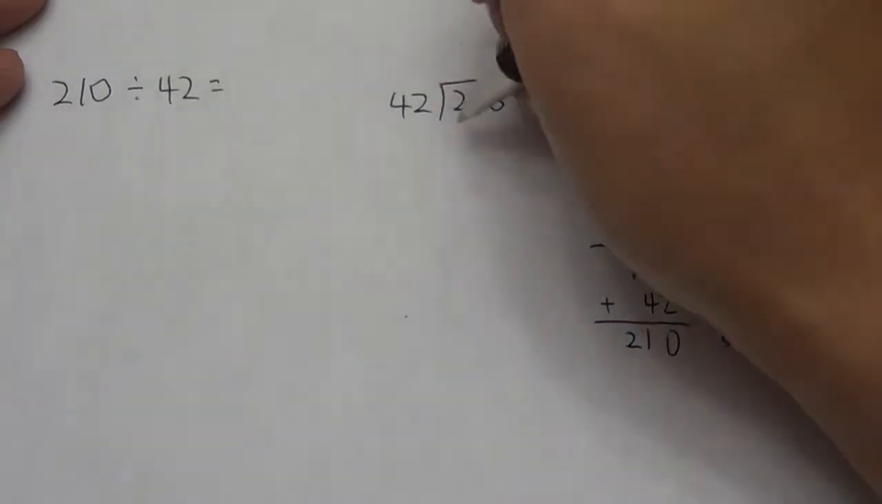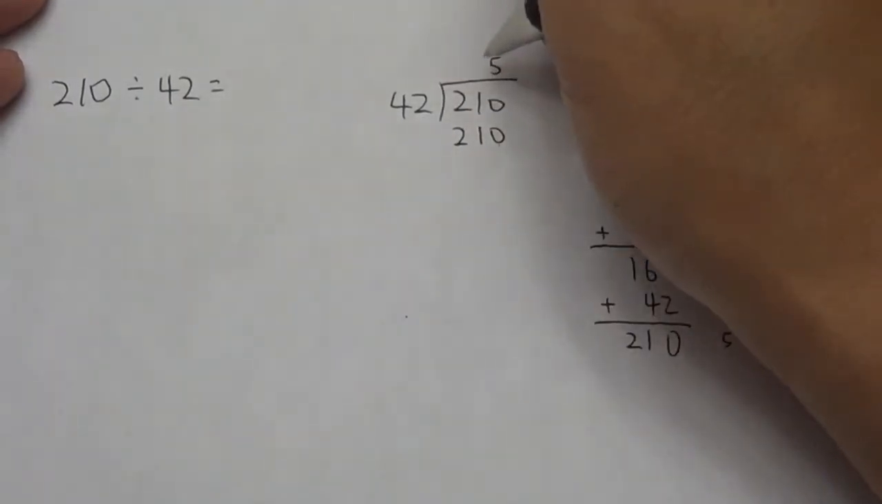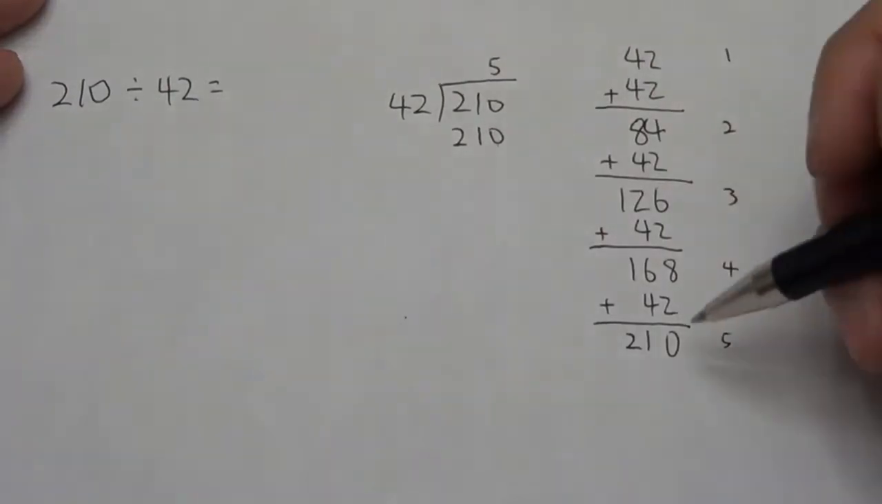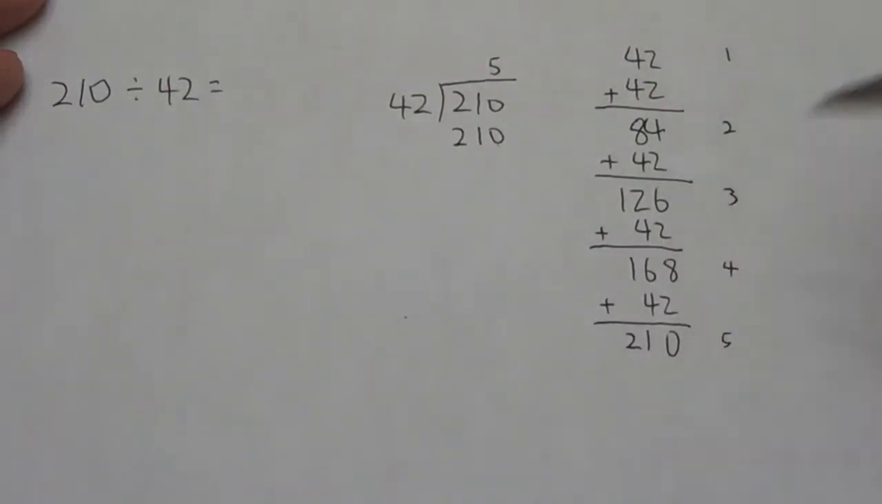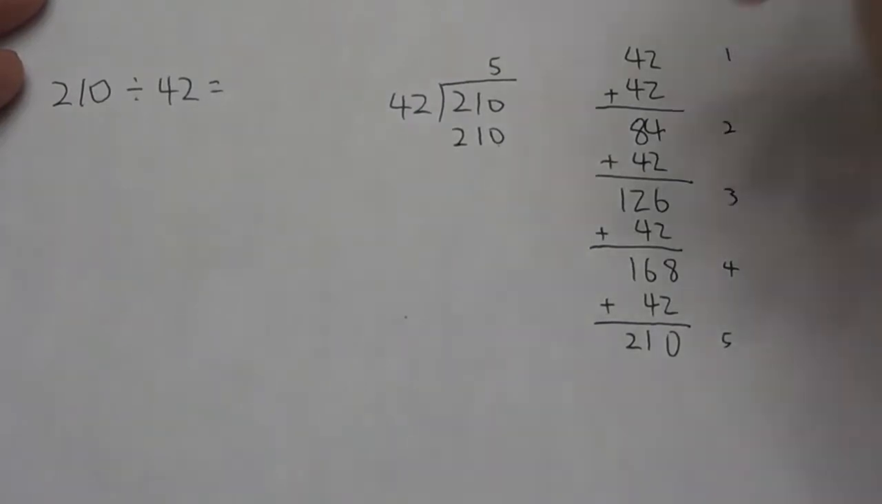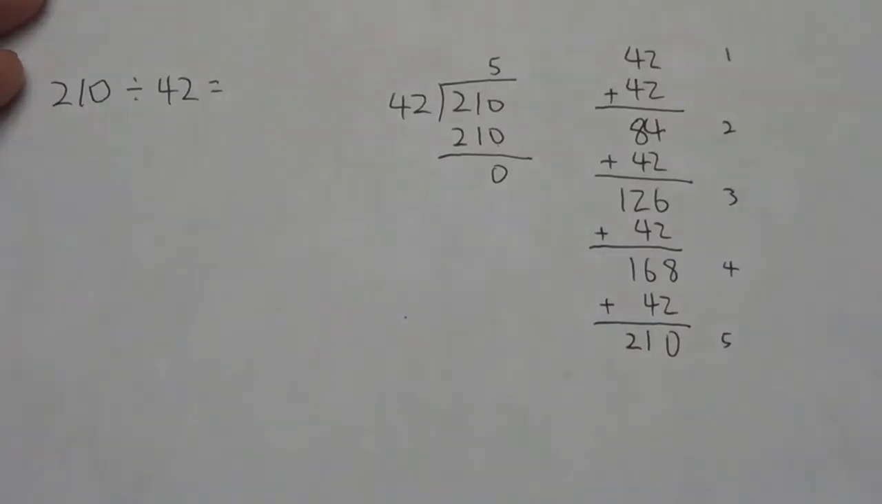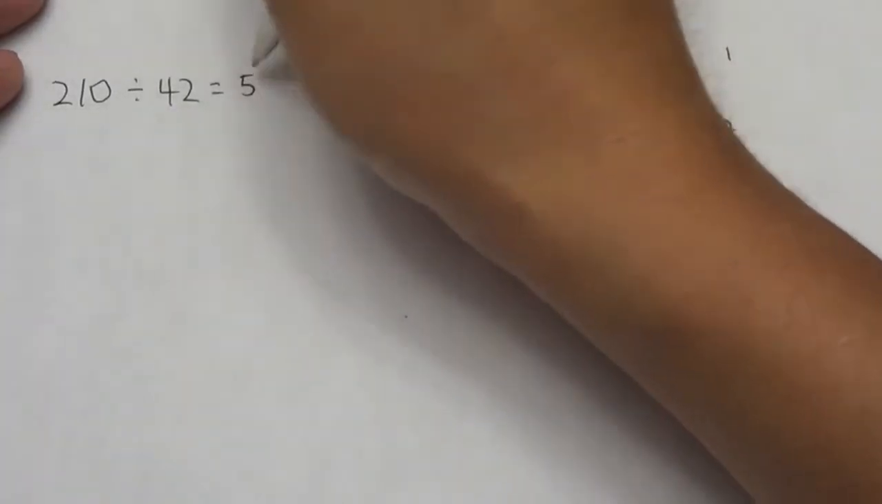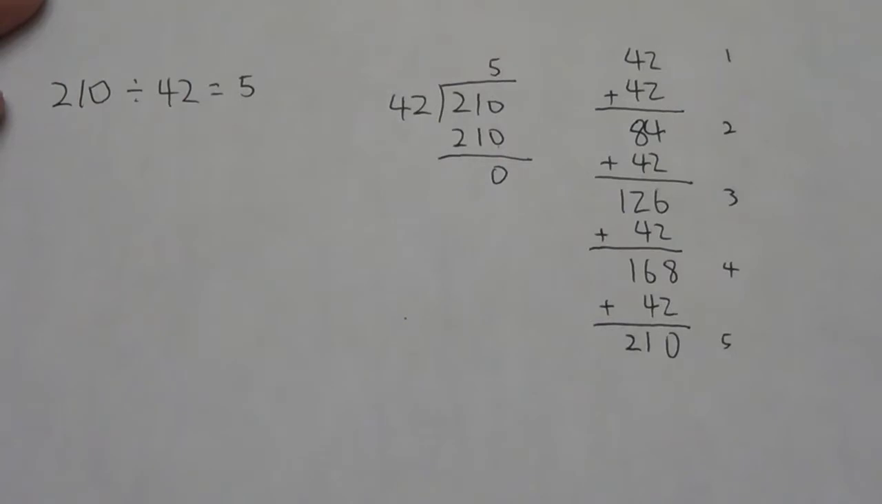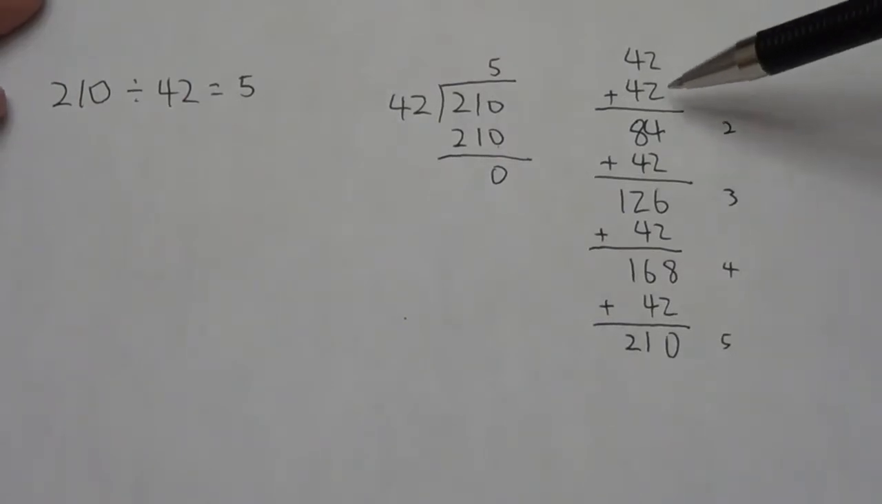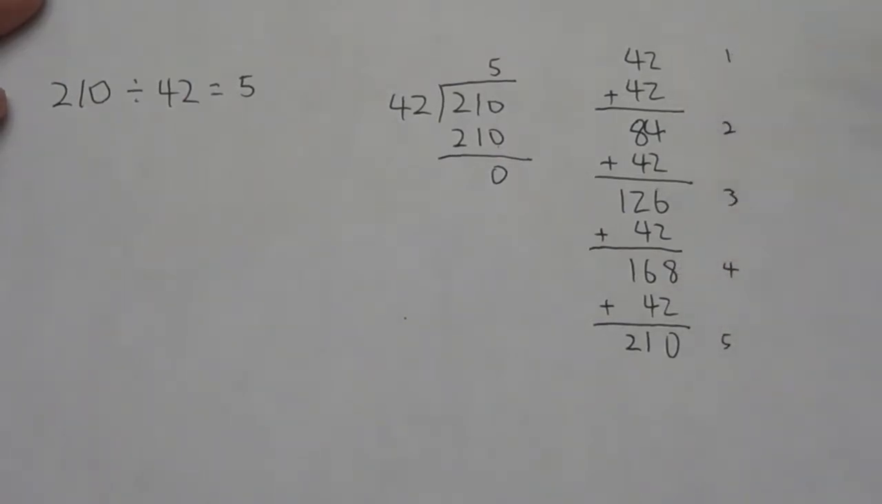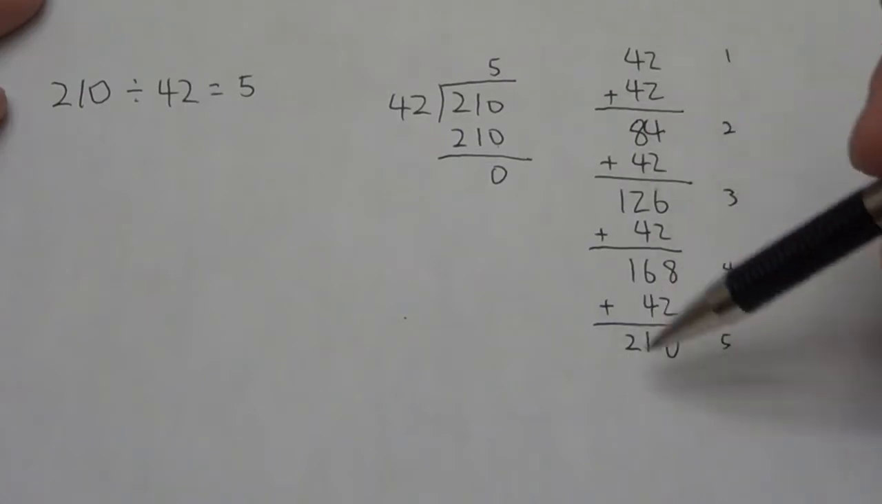I already know that 5 times 42 equals 210, because if I add 42 5 times, it's 210. If you want to, you can also work it out on the side to double check. That will leave us with a 0 for the remainder, which means 5 is our final answer. Now again, this method is the simplest method, but it could take some time depending on the number you're using. And you don't have to organize it this way.